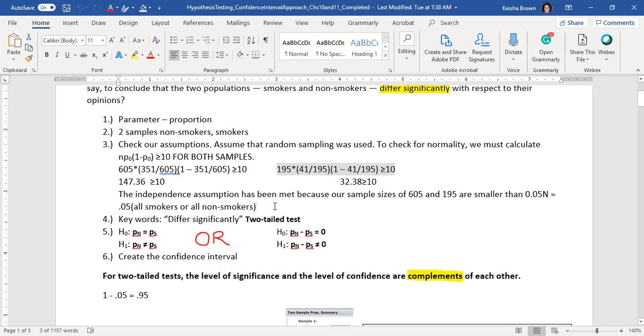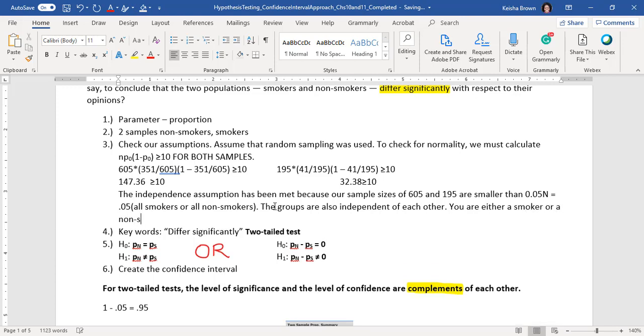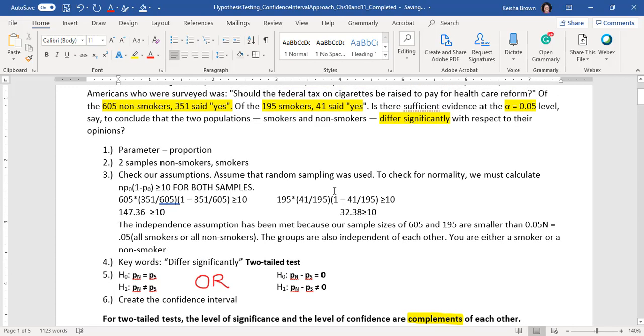Number 4. Keywords to let you know what type of tail test you have is that it says differ significantly. So you know you have a two-tailed test.